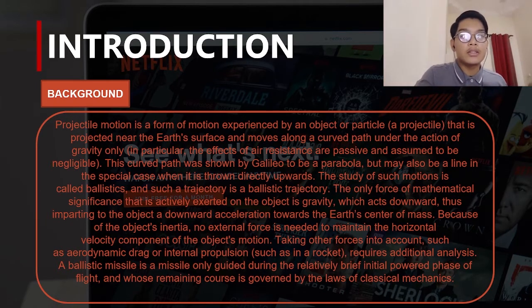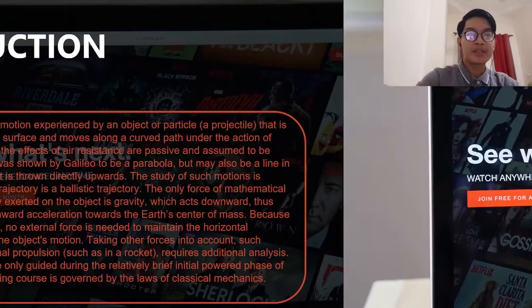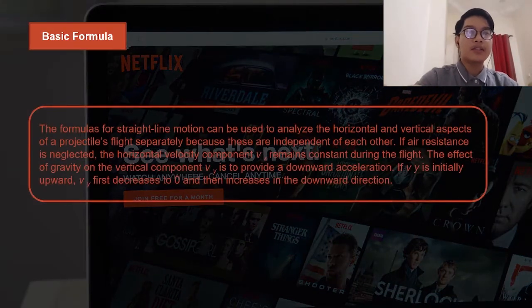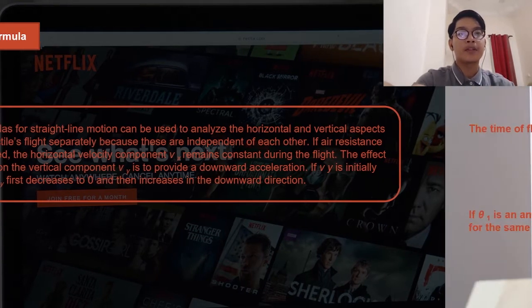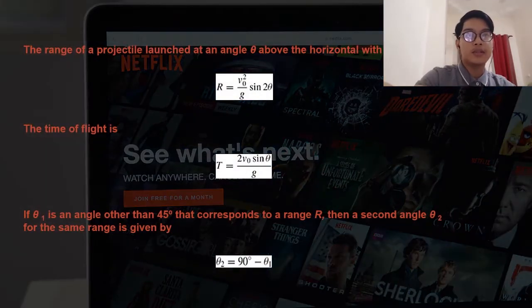Because of the inertia of the object, no external force is needed to maintain the velocity. If the air resistance is neglected, the horizontal velocity component will be constant during the flight. The function of gravity on the vertical component is to provide a downward acceleration to make the object fall to the Earth's surface. So the formula that is used in this case is shown on the screen.